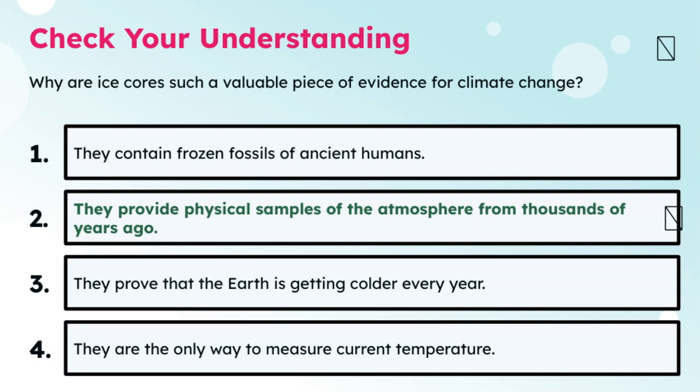The other options are incorrect. Ice cores do not mainly contain frozen fossils of ancient humans. They do not prove Earth is getting colder every year. And they are not used to measure current temperature. Current temperatures are measured using instruments such as thermometers, satellites, and weather stations. Ice cores are valuable because they help us understand the climate before modern measurements existed.